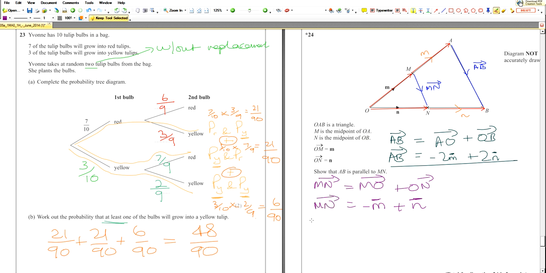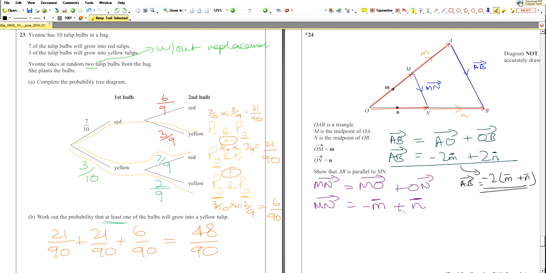Now, to show that our vector is parallel, what we should really do is factorize this top vector here. Let's do that now, in the black. So this vector here simplifies to minus 2M plus N. Now, if we look at MN, that's minus M plus N, and that's minus 2M plus N.